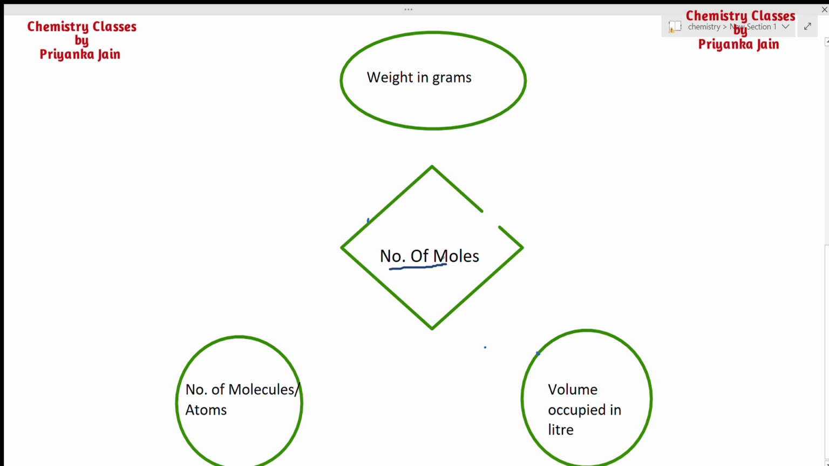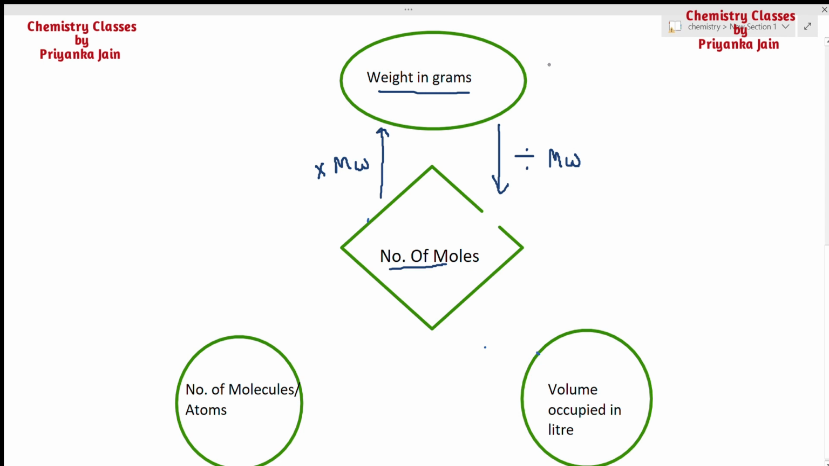You are given the number of moles and you have to find the weight in grams. Then you just have to multiply it by the molecular weight, so that you can find the weight in grams, right? But if you are given the weight in grams and you have to find the number of moles, then you have to divide it by the molecular weight.